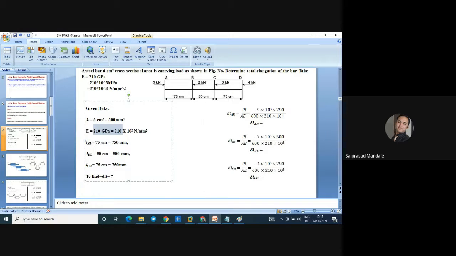Similarly, why is the minus sign taken? Because the compressive force is acting on that. So we have to calculate the magnitude of delta L of AB, delta L of BC, and delta L of CD. Then we are going to add all those delta L's, and then we'll have the answer. So everybody, if you understood, go ahead and find the value of delta L of AB, delta L of BC, and delta L of CD, and tell me the answers.